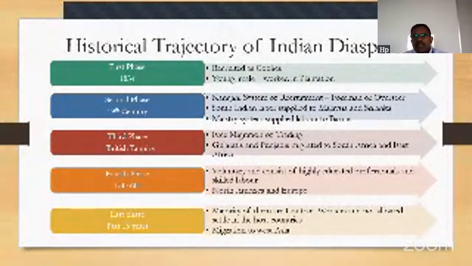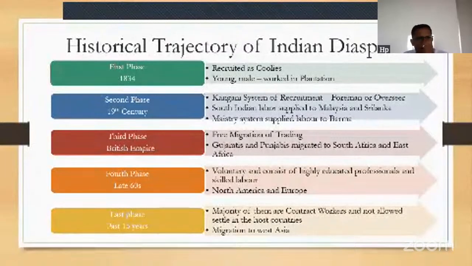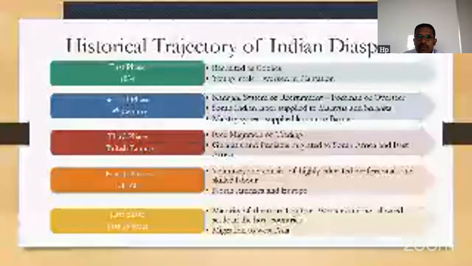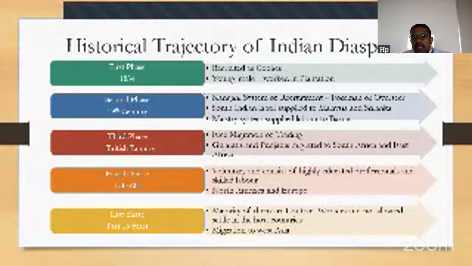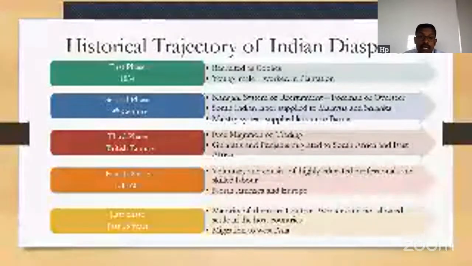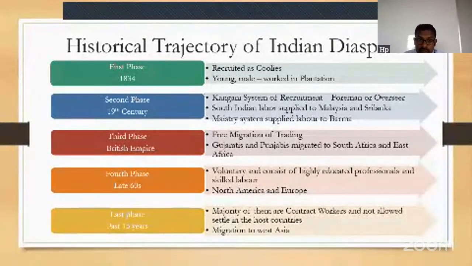So, the historical trajectory of the Indian diaspora: the first phase took place in 1834. They were recruited as police. Young males were taken and worked on plantations. As I have said, mining, tea estates or something like that, in 1834. Even internal migration took place.